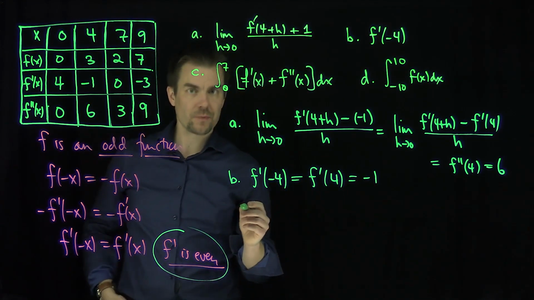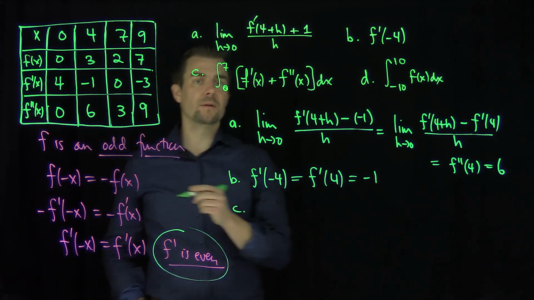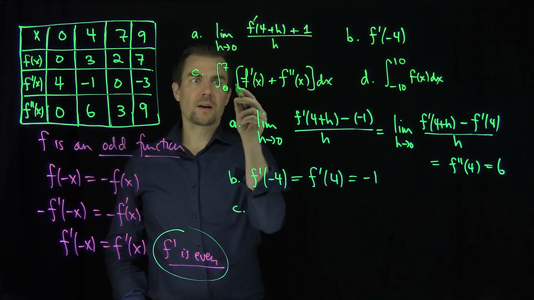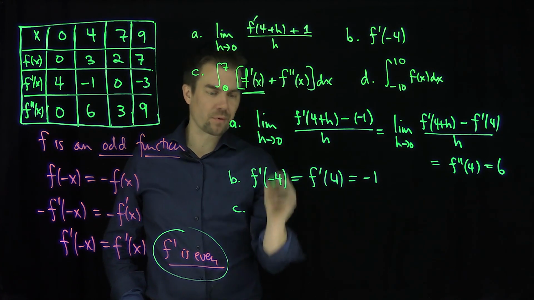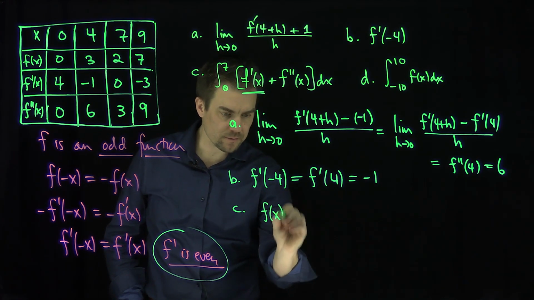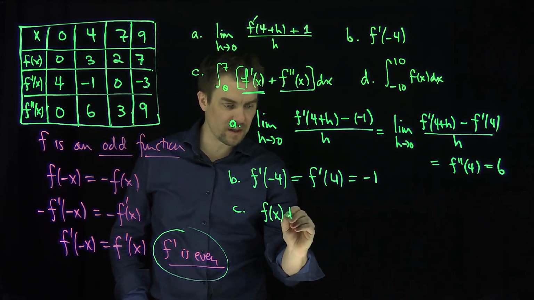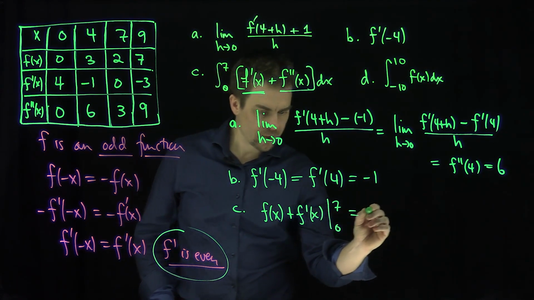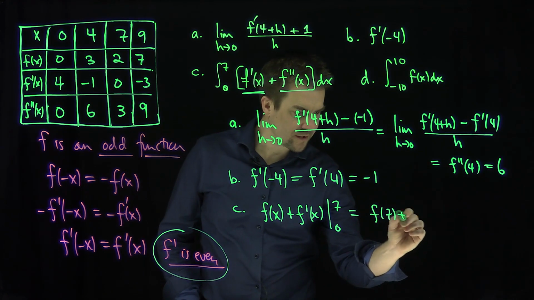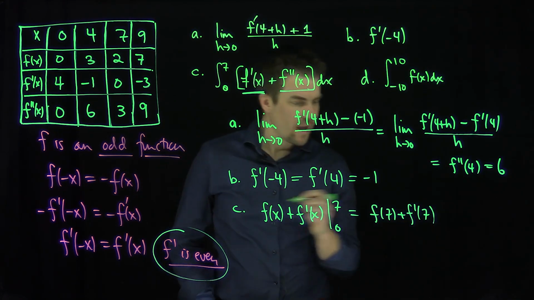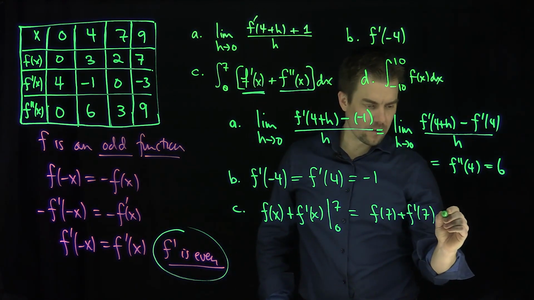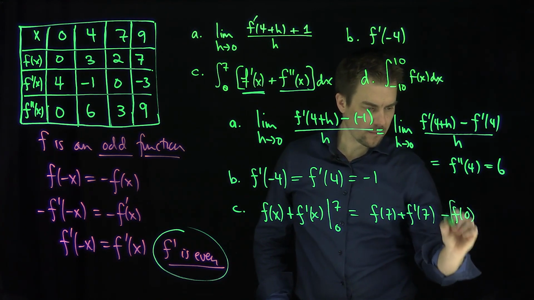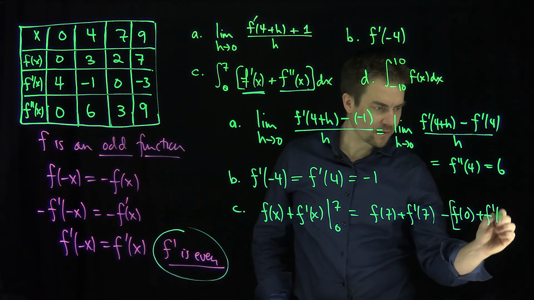Even though it wasn't in the chart, I was able to use the fact that f prime was even to get this information out. For part C, we're going to use the fundamental theorem of calculus. So the fundamental theorem of calculus is going to tell me what? The integral of f prime is going to be f of x. The integral of f double prime is going to be f prime of x. I'm going to evaluate that from 0 to 7. So this is going to be f of 7 plus f prime of 7, and then minus f of 0 plus f prime of 0.